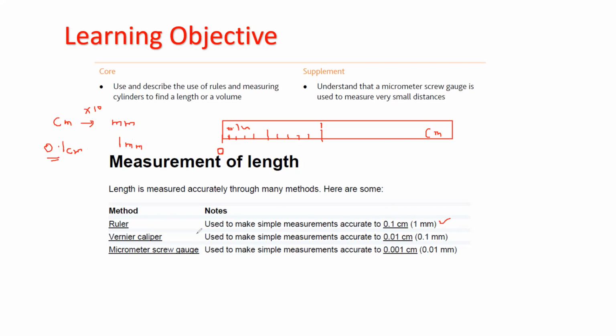A Vernier caliper is also a measuring instrument, but you will not study this Vernier caliper, as it was part of the syllabus before 2016, but from 2017 onward, it's not there in the syllabus. But as a student, you should know that the smallest value which a Vernier caliper can measure is 0.01 centimeter or 0.1 millimeter. And the micrometer screw gauge, which we will discuss in detail, can measure up to 0.001 centimeter or 0.01 millimeter. My question is, which instrument is the most accurate here?